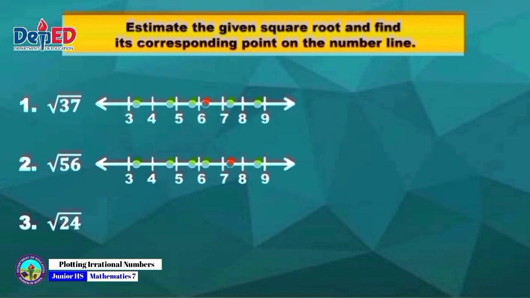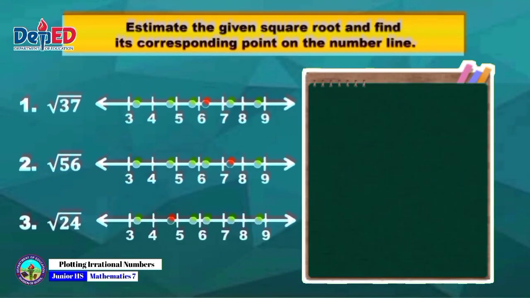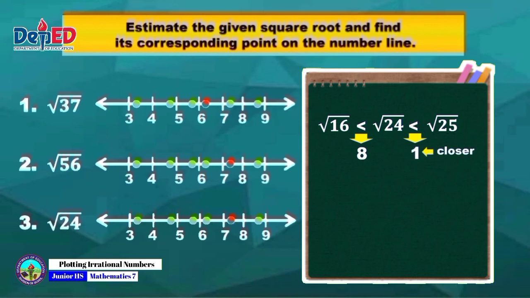Number 3. The square root of 24 lies between the square root of 16 and the square root of 25. 24 minus 16 is equal to 8, and 25 minus 24 is equal to 1. Therefore, the square root of 24 is closer to the square root of 25.